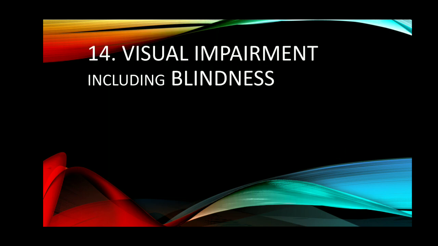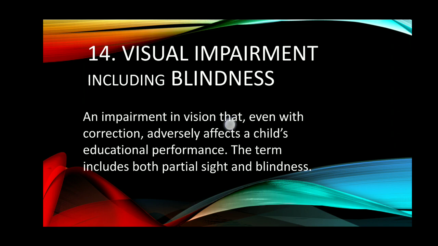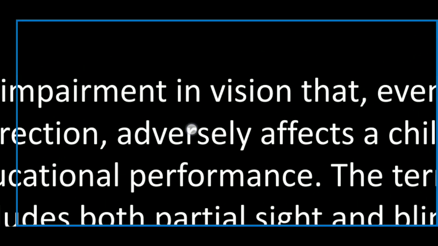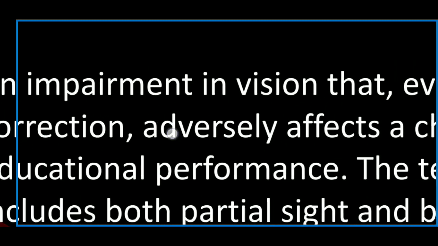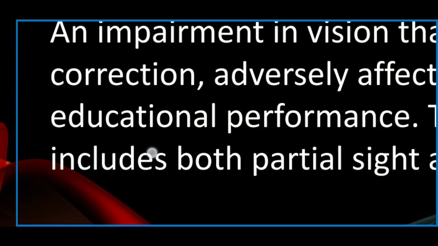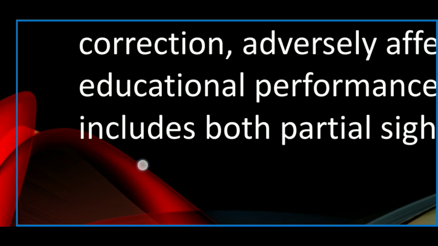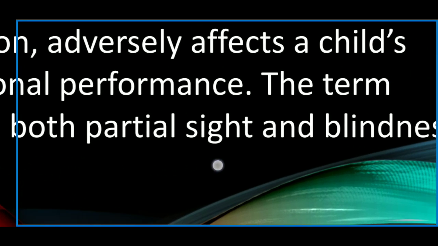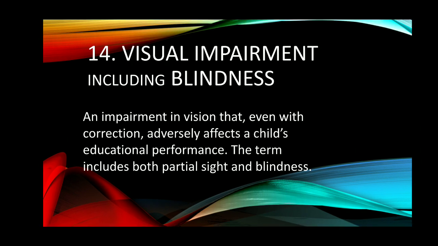Lastly, we have visual impairment, including blindness. This is an impairment in vision that, even with correction, adversely affects a child's educational performance. This term includes both partial sight and blindness. So a blind person and a partially blind person would both be included in this term, visual impairment, including blindness. These were all the 14 types.